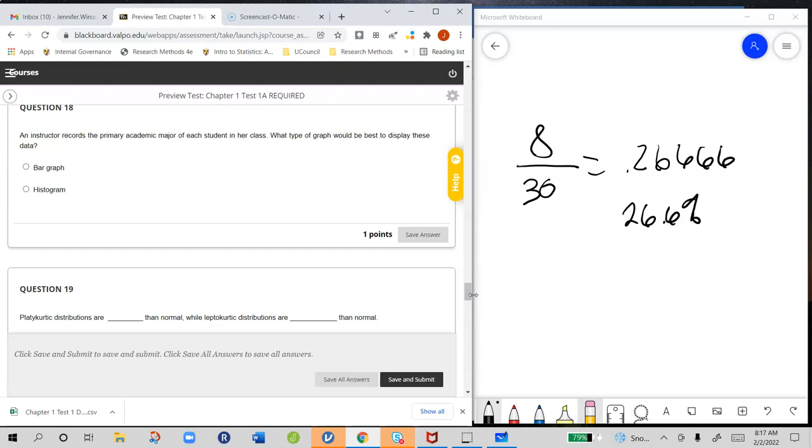All right, next for number 18, an instructor records the primary academic major of each student in her class. What type of graph should be used? So academic major would be nominal data. Whenever you have nominal data, it's best to use a bar graph to indicate that nothing exists between any 2 given categories. Remember, a bar graph is the kind of graph where the bars do not touch.